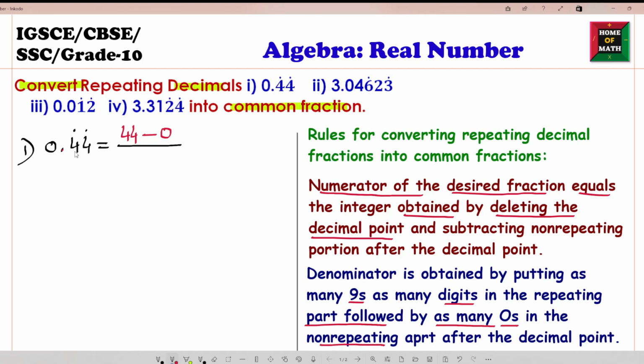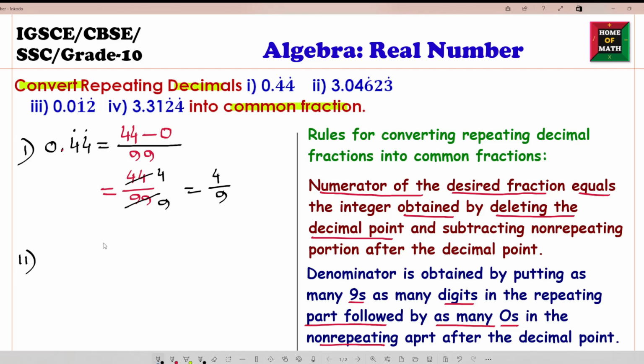So here after the decimal point 2 numbers are repeating, so we will use two 9s, but there is no non-repeating part, so we will not use any 0. So this one is 44 over 99. We can divide this by 11. So here is 4, here is 9. So our answer is 4 by 9.